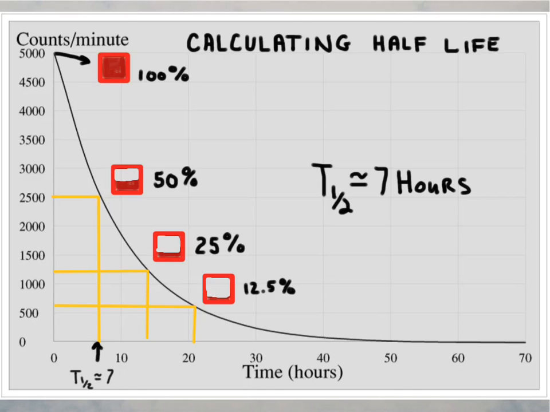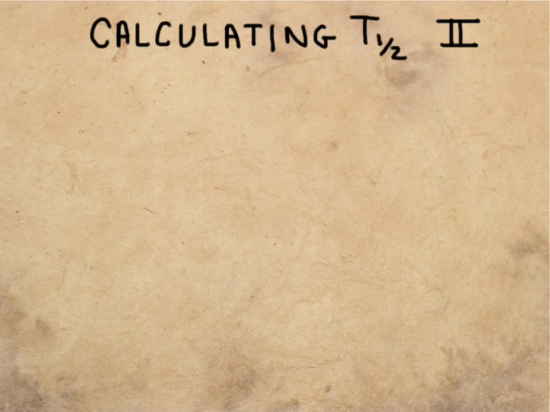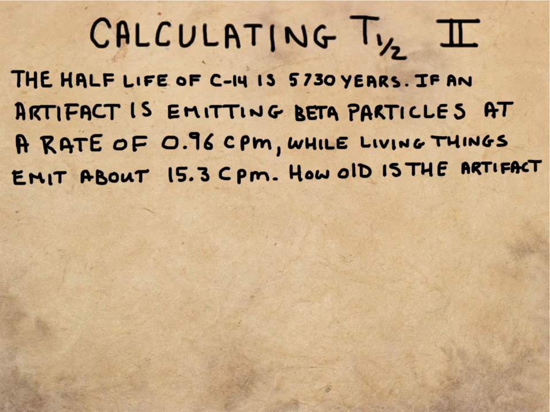Okay, let's take a look at another type of problem you might encounter. Suppose we're given some information about an artifact that's emitting some radiation due to carbon-14. Carbon-14 is probably the most famous type of radioactive material that people have heard of, and it's used to determine the age of old artifacts and things like that.